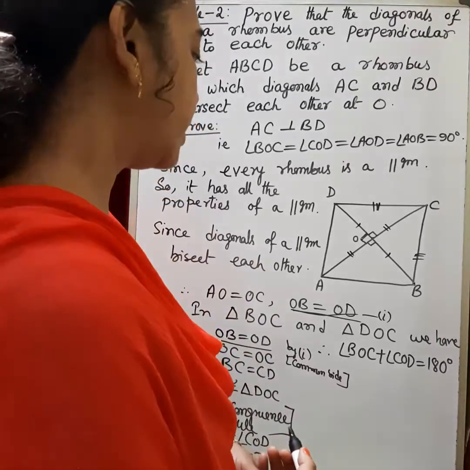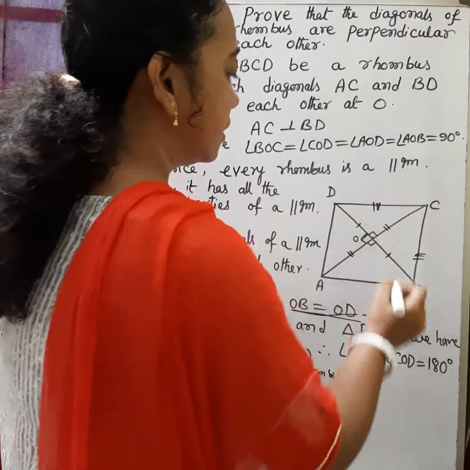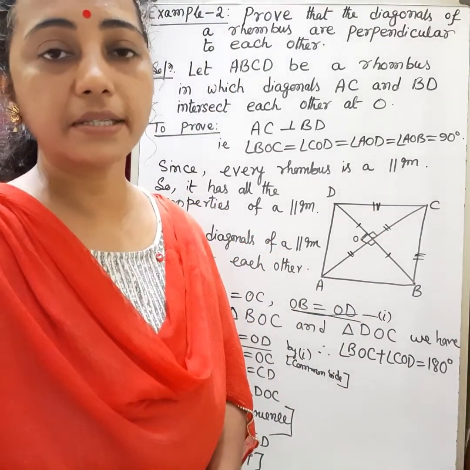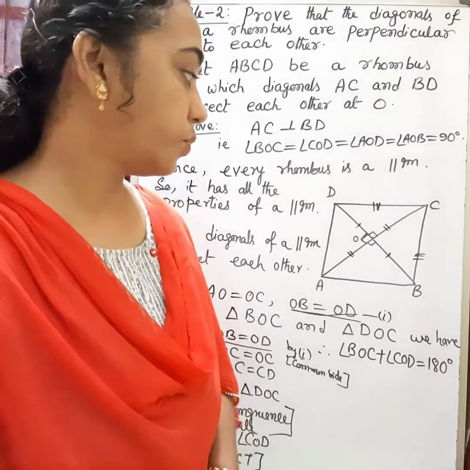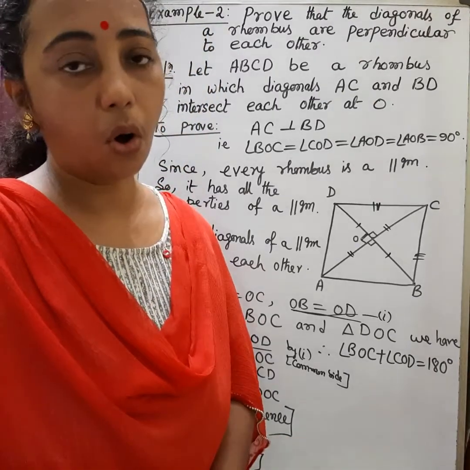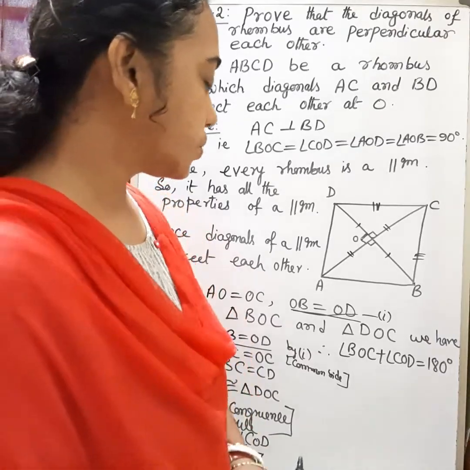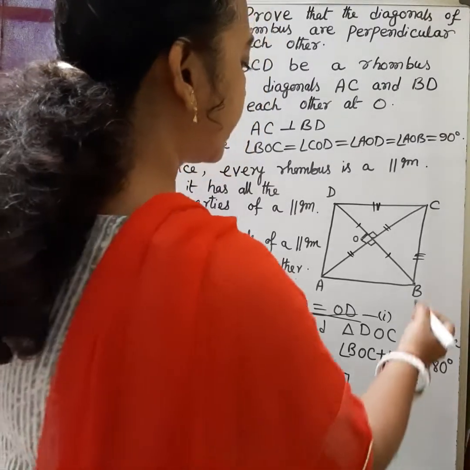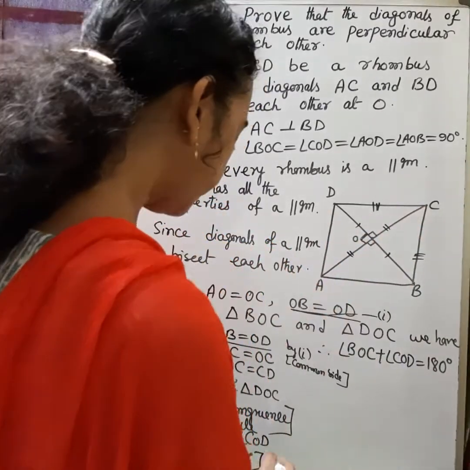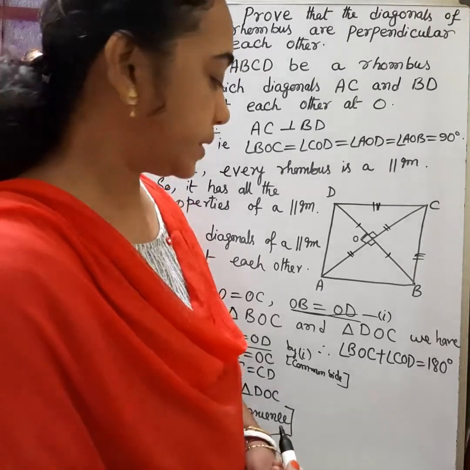That is, triangle BOC is congruent to triangle DOC by the side congruence rule, or in short we can say SSS congruence rule. So if two triangles are congruent, then we know that their corresponding parts are equal. So from that we can say that angle BOC is equal to angle DOC, which is already written here. Angle BOC is equal to angle COD, that is in short by CPCT.